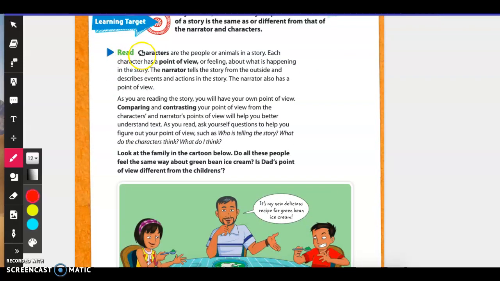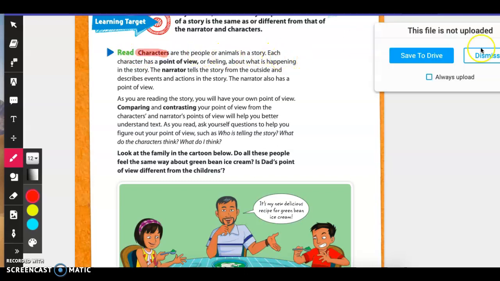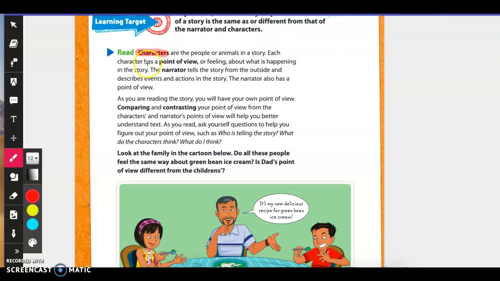It says, read. Characters are people or animals in each story. Each character has a point of view or feelings. Remember, that's very important. The feelings are their opinions about what is happening in the story. The narrator tells the story from an outside perspective and describes events and actions in the story.